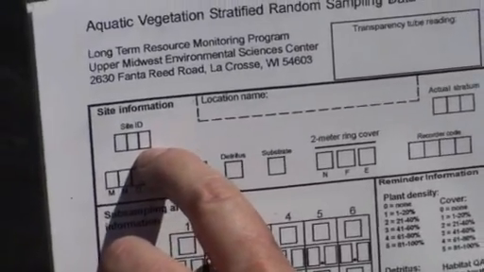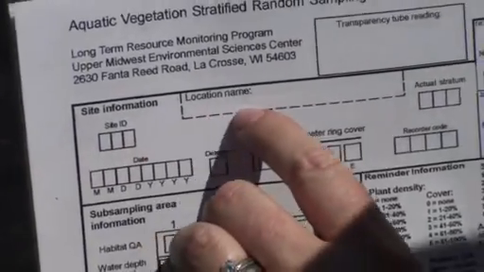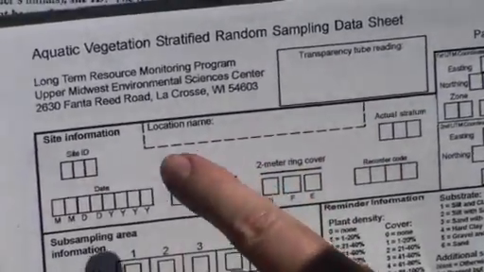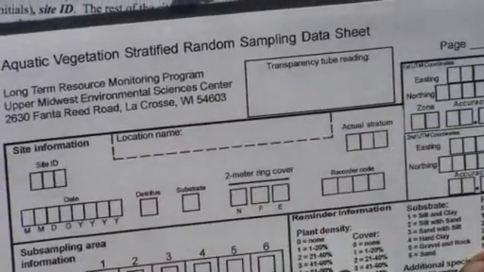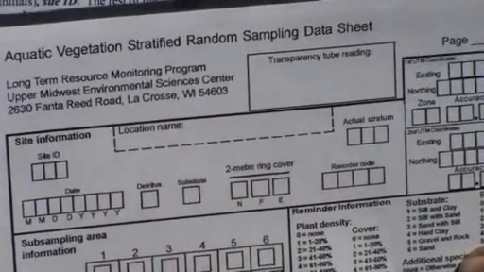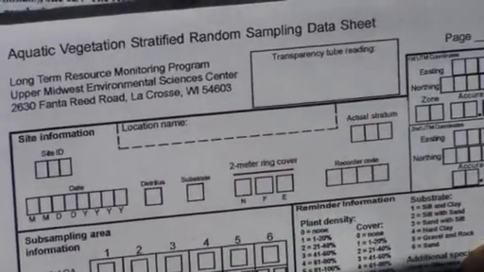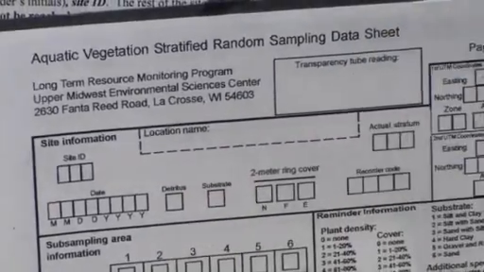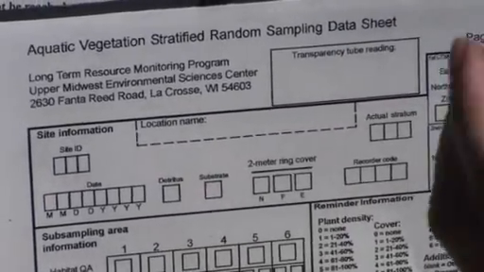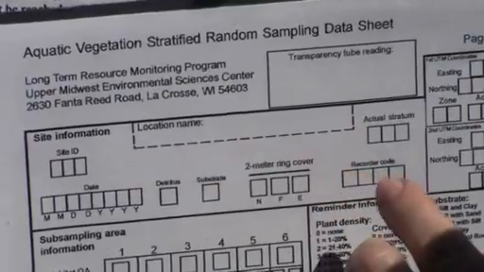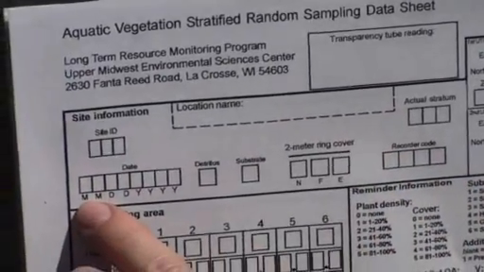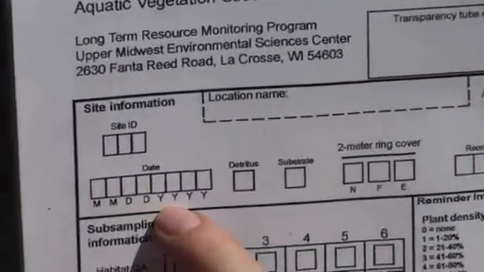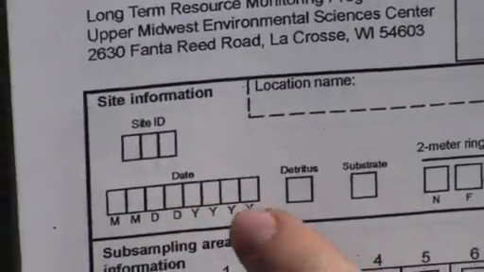That's called site ID. It goes right in there. Your location name is going to be the pool that you're on. If you're doing a UMRCC veg sampling with all the agencies together, then you'll also include the cluster or the area number that you're in, the area number. Then you'll have your date, month, day, year, goes in there.